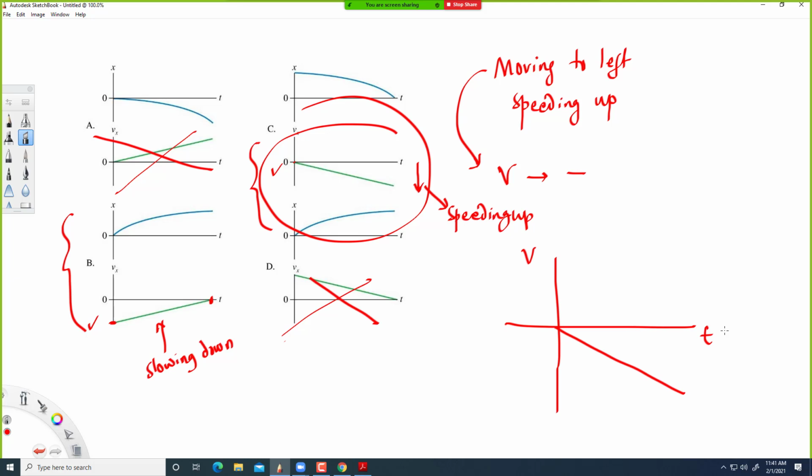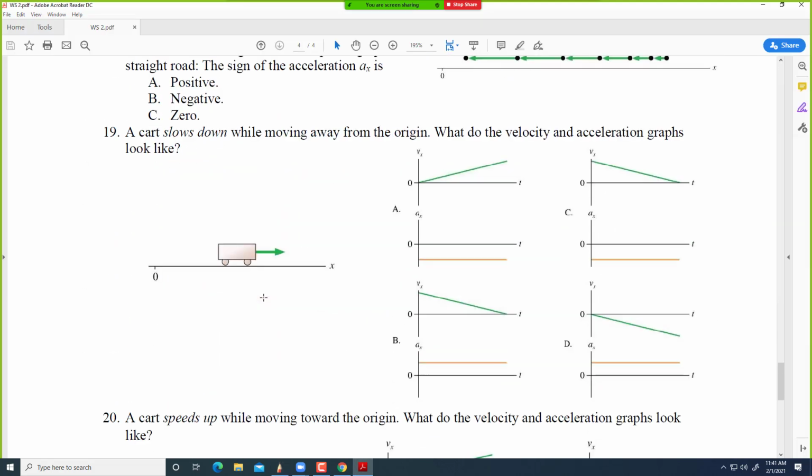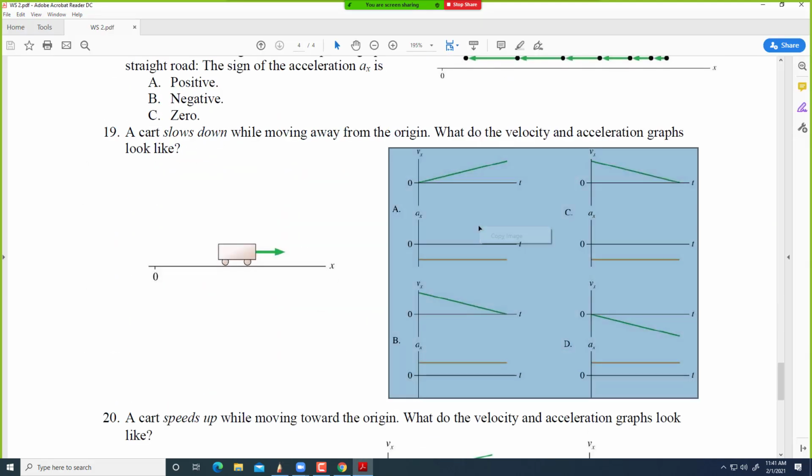Number 19. So let's look at number 19. Think about it. 19 is a similar kind of question as the one we just did.